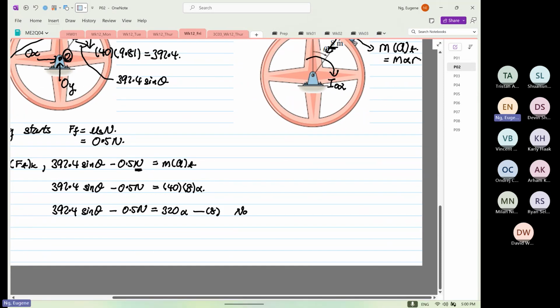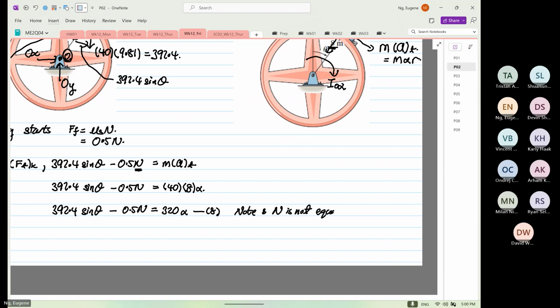And I put a note: N is not equal to the weight of the boy. So you will not make that mistake. And you realize we only consider the what? Consider the boy.